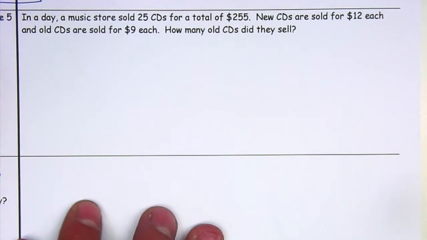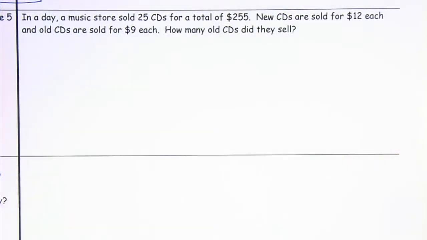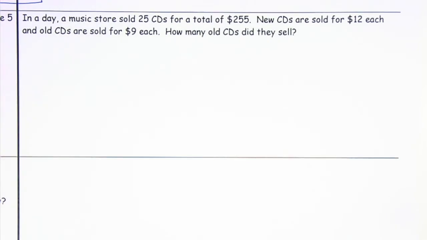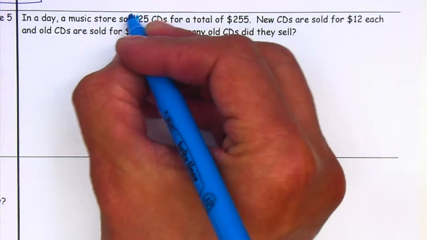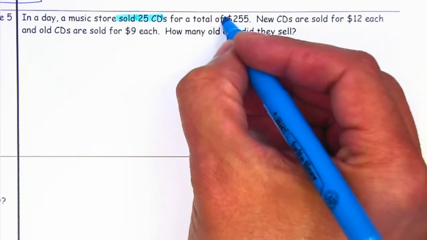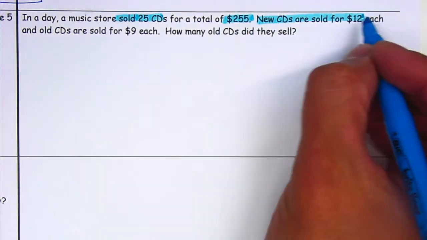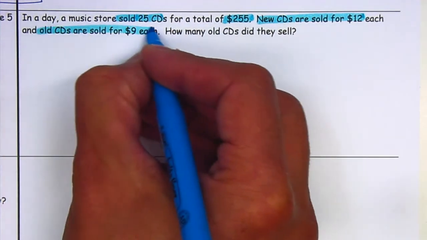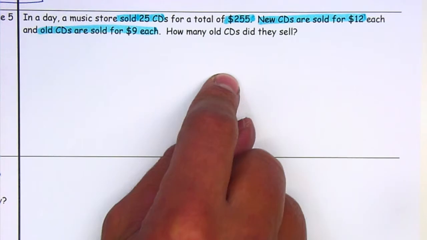Same word problems that we covered before. In a day, a music store sold 25 CDs. So let's go and highlight the keywords, the information that they give us. You can use a highlighter or use a red pen to circle. They sold 25 CDs for a total of $255. New CDs are sold for $12 each, and old ones are $9 each. How many old CDs did they sell? Remember, you can think about money, money, money.